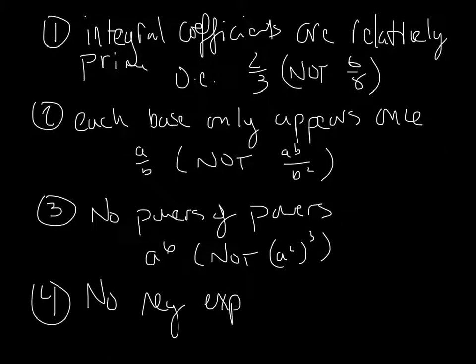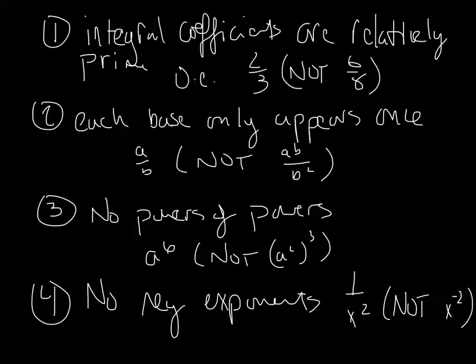The last one is no negative exponents. So that's 1 over x squared, not x to the negative 2. Now, we'll talk about the negative exponents more on the next part. So we won't have many in this situation. Okay, so let's look at some examples involving simplifying.